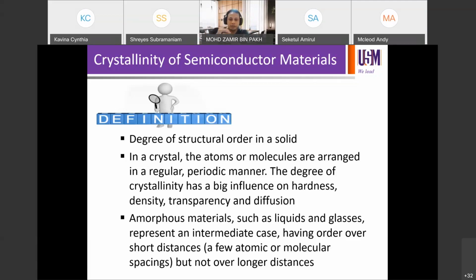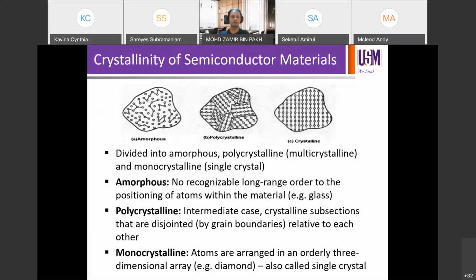Amorphous materials, for example liquids and glasses, represent a case where there is no order of the periodic arrangement. We're going to see that in the next slide. If you don't see any pattern of periodic arrangement at all, then you can spot the arrangement as amorphous. If you improve the crystallinity, on the other hand, you can see here, if you look at the first one on the left, there's no order at all of the periodic arrangement.